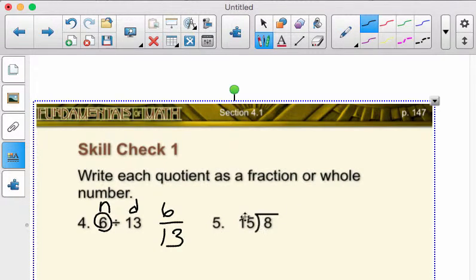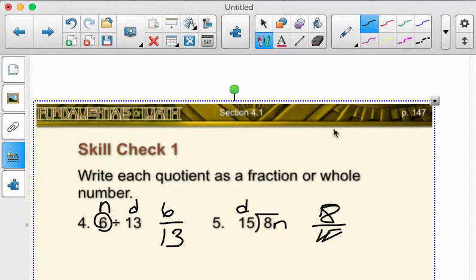Alrighty, now on this one we have 8 divided by 15. Now it's the reverse. When you use this division bar symbol, in this case the inside number, your dividend, is your numerator, and your divisor is your denominator. So what you have is 8/15.